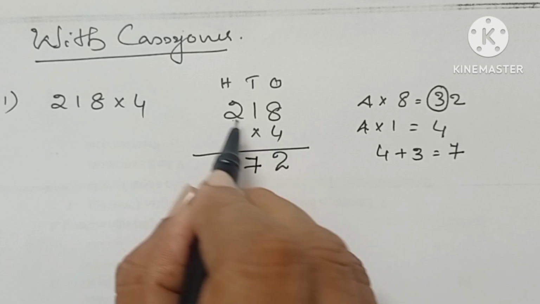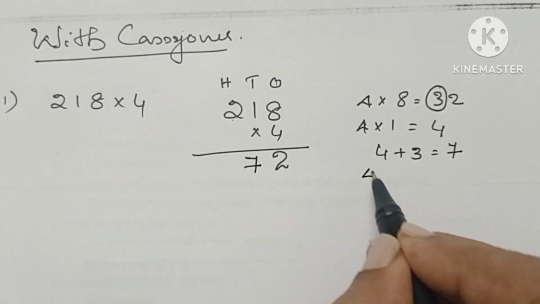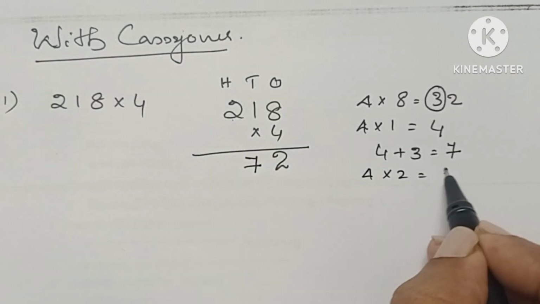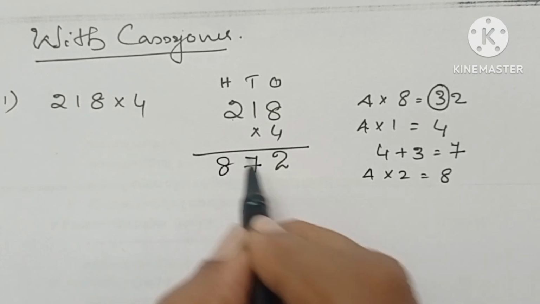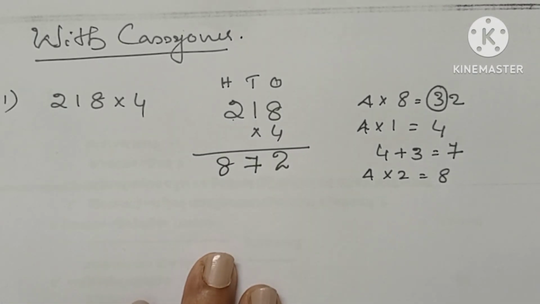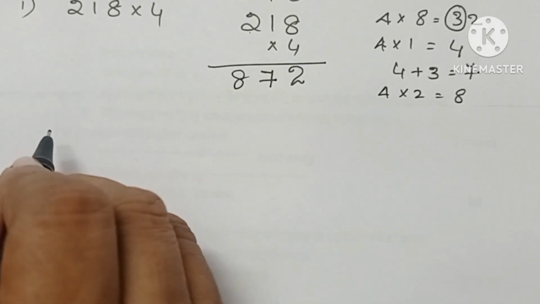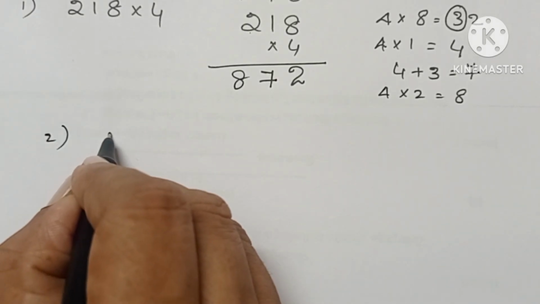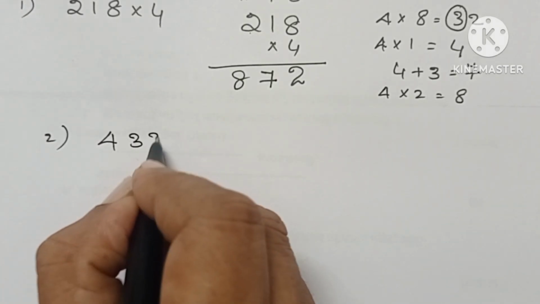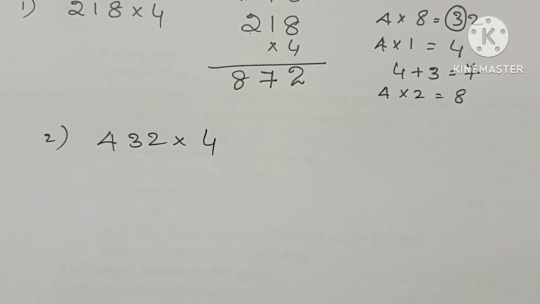Next one is 4 into 2. It is equal to 8. Therefore, the answer is 872. Next one is 432 into 4.